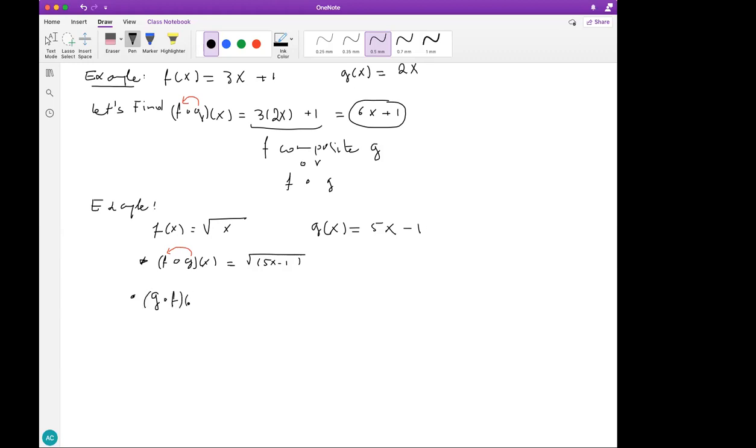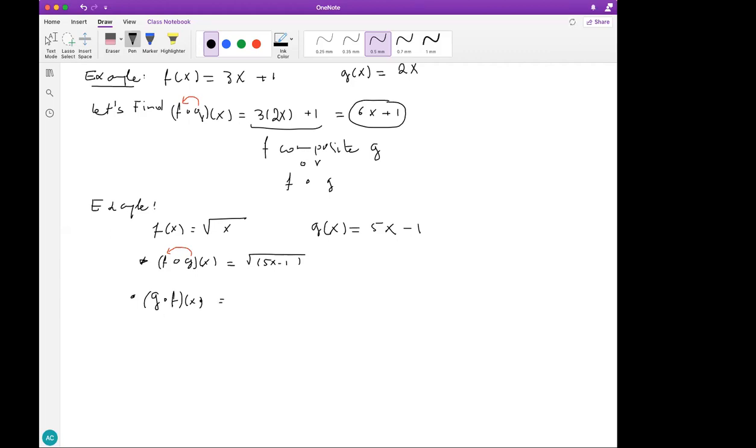Now g of f of x. Again, this is not a multiplication. It just means of x. What variable do they have? They both have x. If the variable was y, you would put g of f of y. But in this case, it's x. It could be any variable.